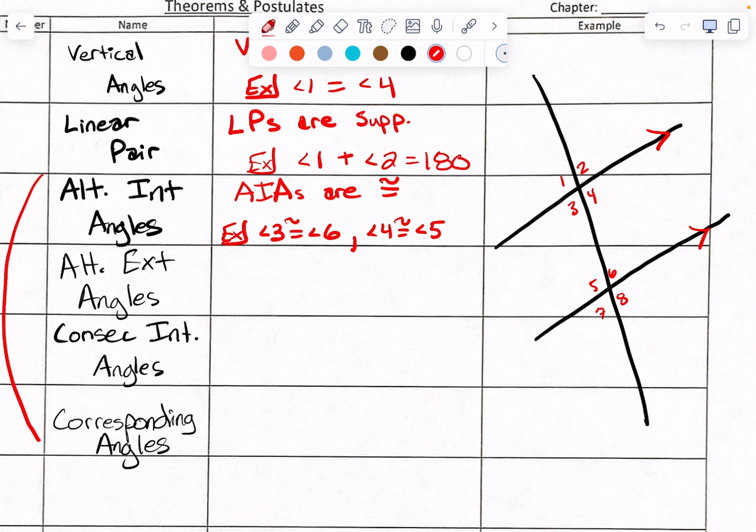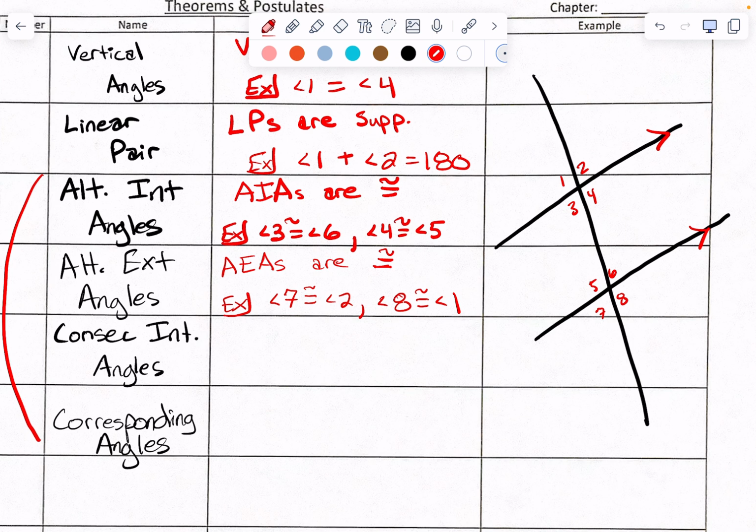All right, alternate exterior. Give me a list of alternate exterior. 7 and 2, right? And 1 and 8. Do you guys see that? Okay? All right, what do I know about alternate exterior angles? AEAs are congruent as well, right? Anything that's alternate interior versus alternate exterior, those are going to be the same measure. So that means like angle 7 is congruent to angle 2, and angle 8 is congruent to angle 1. I don't know why I did the bigger one first, but anyway, whatever. Got it?